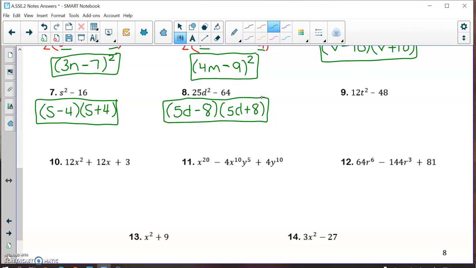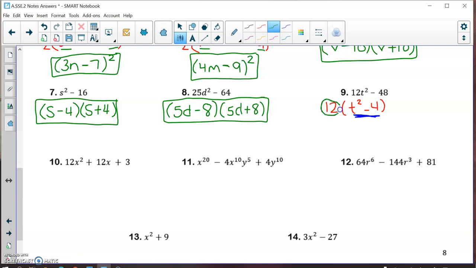Now, number 9, you're probably thinking that the 12t and 48 are not perfect squares, which you're correct. However, you should always take the greatest common factor out first. In all the rest of the problems, we didn't have a greatest common factor, but in this one, we do. We have a greatest common factor of 12. When I take that 12 out, I'm left with a t squared minus a 4. And guess what? This is a difference of two perfect squares here.